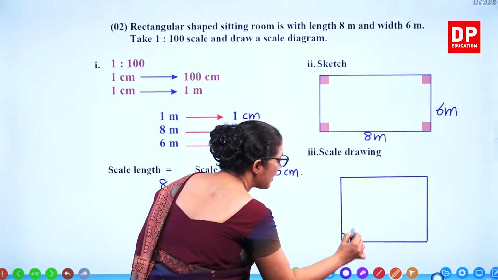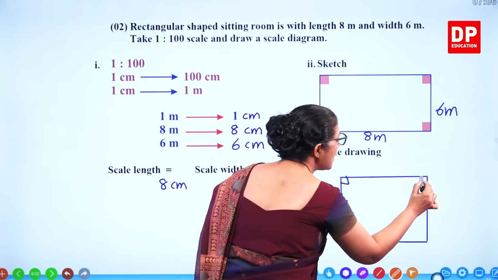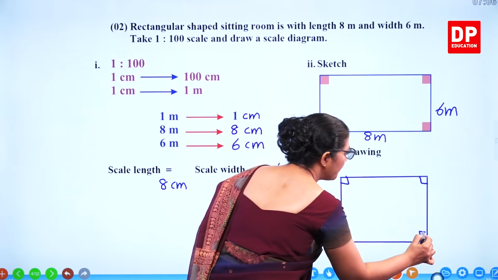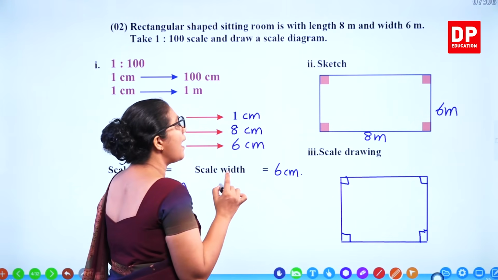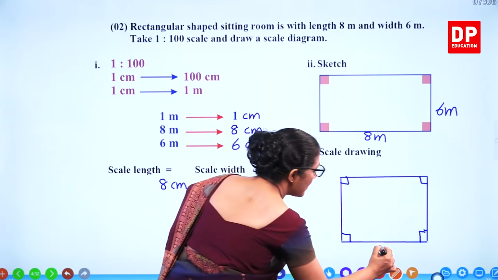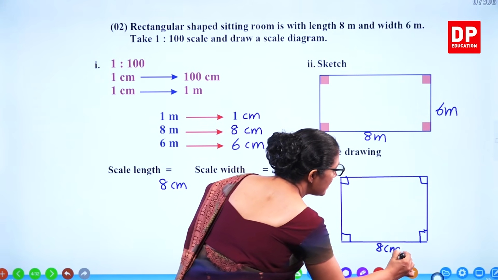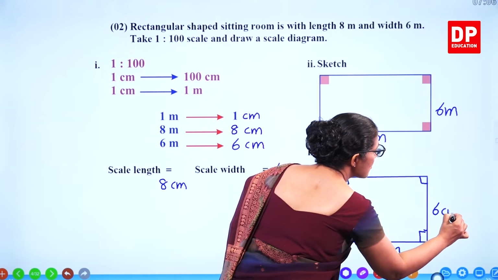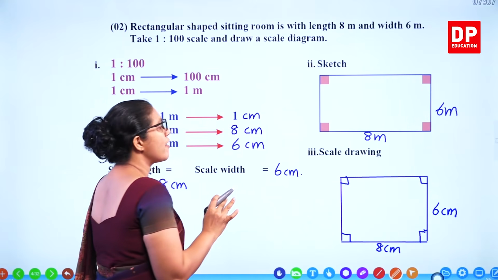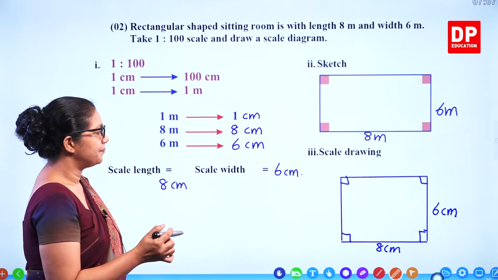So these are all 90 degrees because we use the set square. And this length is 8 centimeters and this is 6 centimeters. So this is the scale drawing or scale diagram.